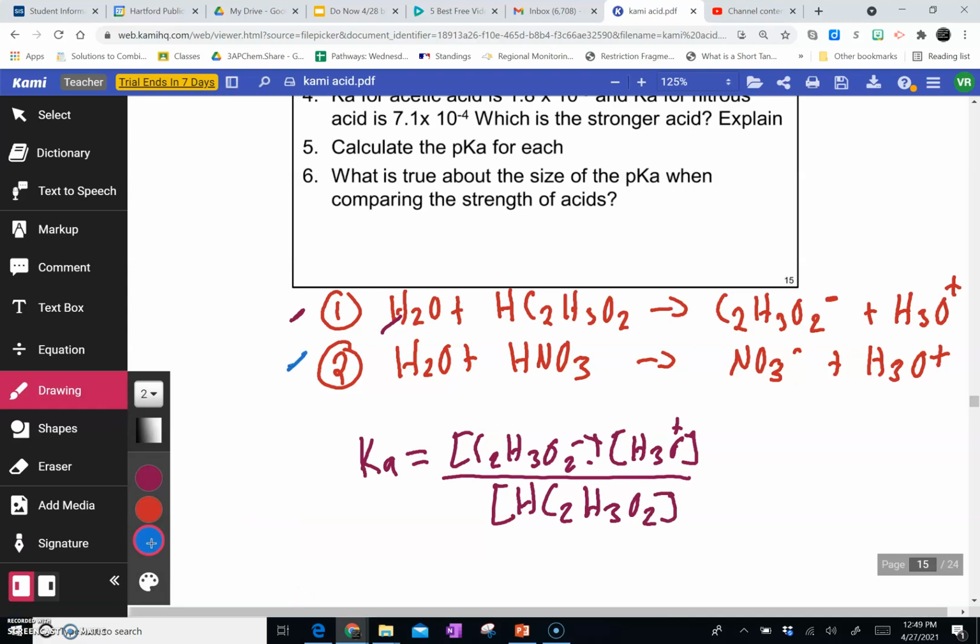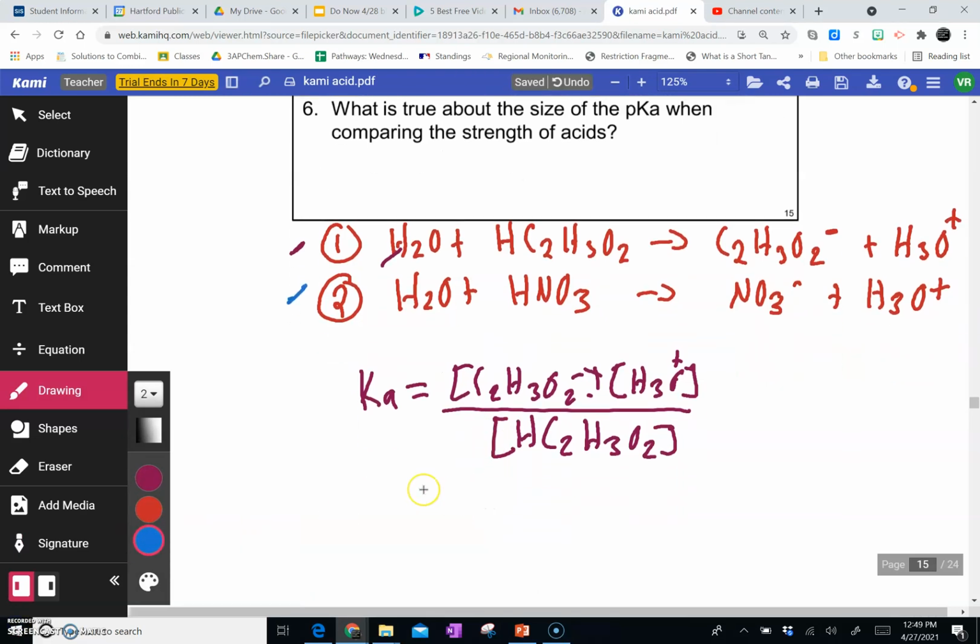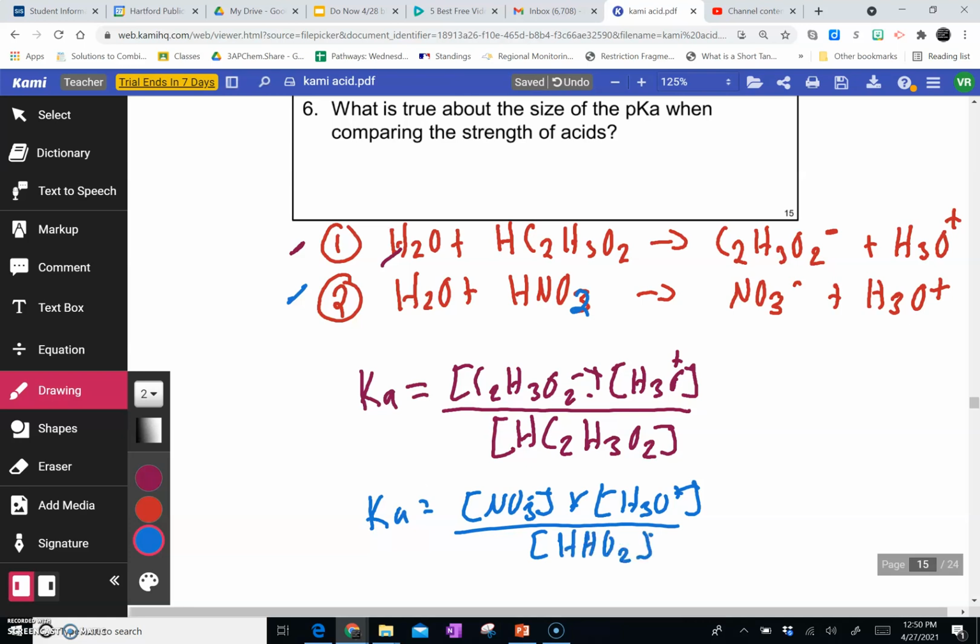And I'll write the Ka for the other one in blue. So we have Ka, again, concentration of the conjugate base, minus, times the hydronium ion, it's all multiplication, over the non-dissociated acid, and this should be a 2, because I wrote it as a strong acid, which this equilibrium wouldn't exist if it was a strong acid. So there we go. That should be an N. So those are our Kas. So we did 1, 2, 3.